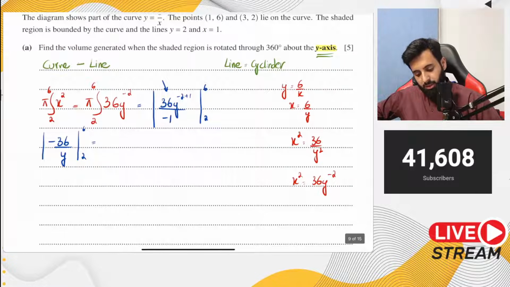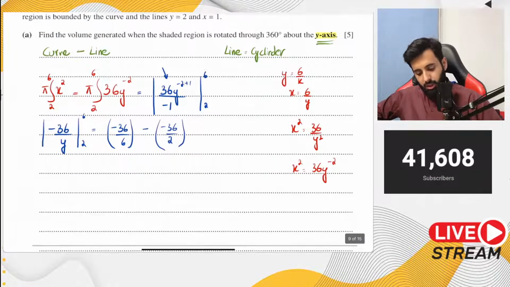Now you plug in the limits. First you plug in the upper limit, so that's going to be minus 36 upon 6. Let's make a bracket around it. Minus, then you plug in the lower limit, so that's going to be minus 36 upon 2. Let's make a bracket around this as well. So this becomes minus 6. Minus minus first of all becomes plus, 36 upon 2 is 18.